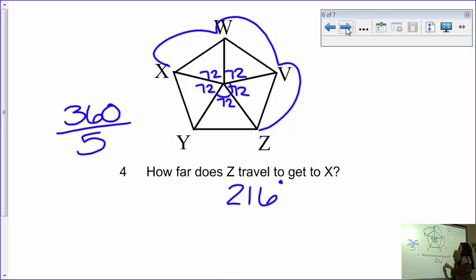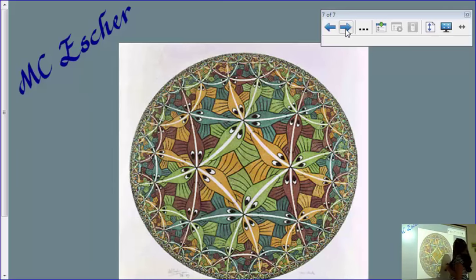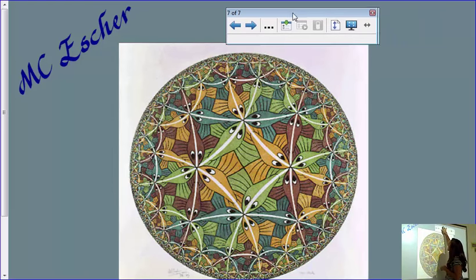So now starting at Z, and remember we still have to go counterclockwise because it doesn't tell you, but when it says how far, it keeps traveling. You got to go all the way to X, and that's 216 degrees of rotation. All right, so that concludes our rotation.